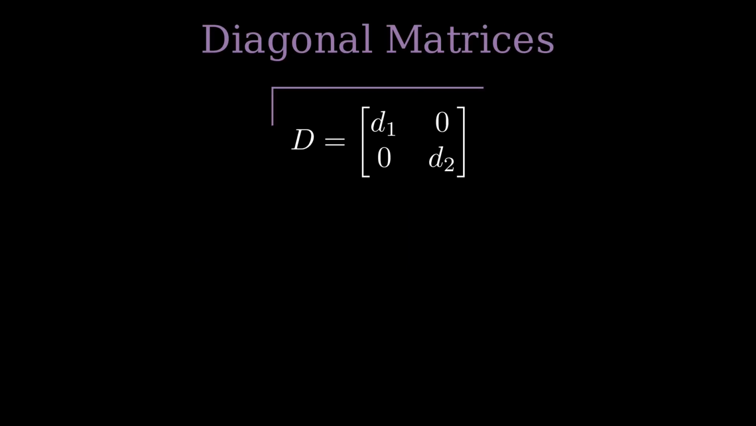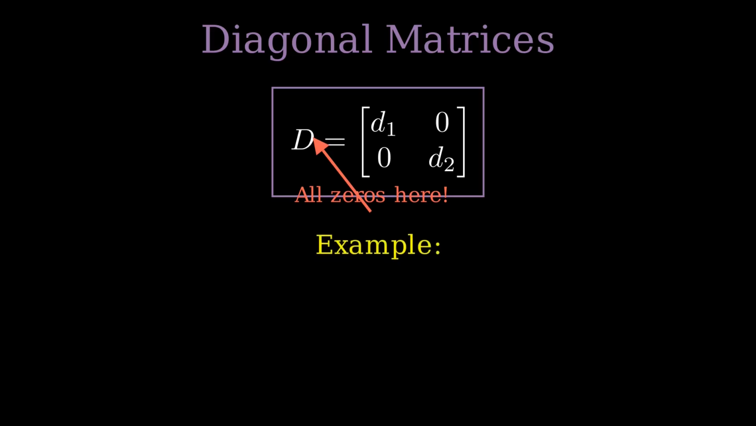Now let's explore diagonal matrices. These are much simpler but incredibly powerful. Notice the zeros. All off-diagonal elements are zero. Only the diagonal matters. Here's a concrete example, a diagonal matrix with 2 and 3 on the diagonal.